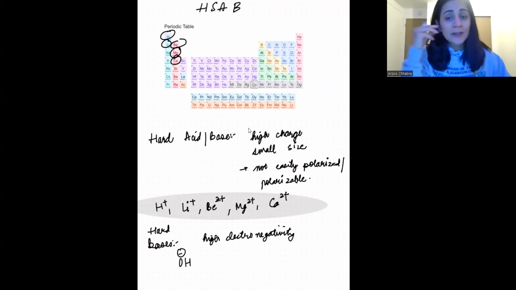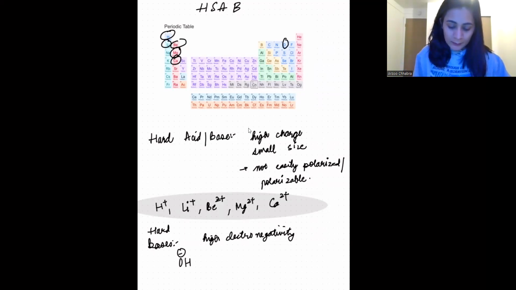Oxygen is very electronegative and hard to polarize. Oxygen is electronegative and also has a small size. Think about oxygen, it lies here in the first row of the periodic table. That's the smallest size of the periodic table. If you go down the column, the size increases, right?